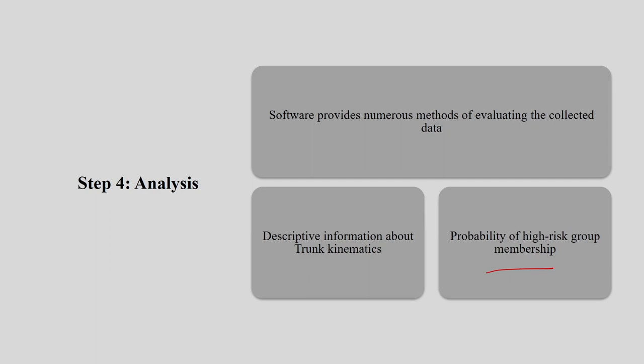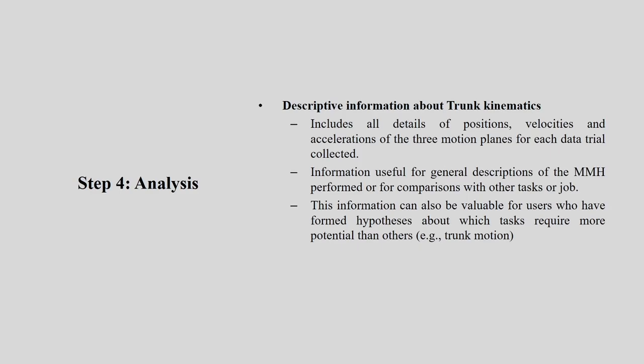You have to choose which one needs to be taken for your experiment. It's not that you have to take everything. Based on your objective, you can select your set of data. The descriptive information includes all the details of positions, velocities, and accelerations of the three planes for each data trial collected. So for each data, you have all this information. That's why I said there are a lot of data points.